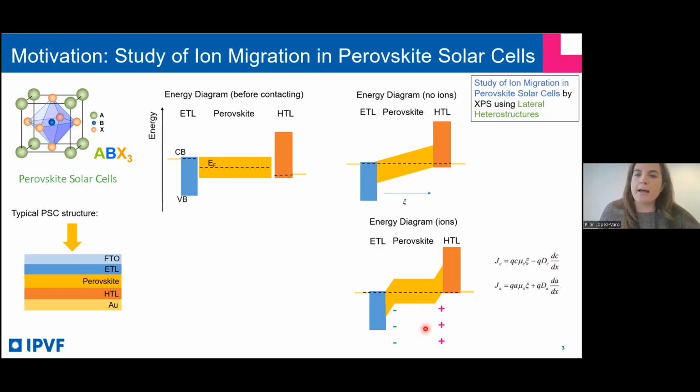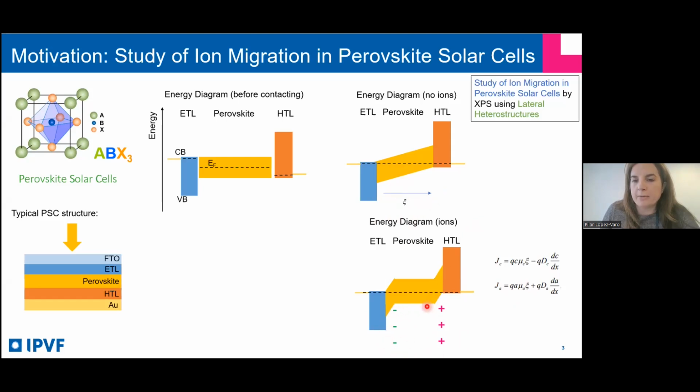If we leave them here, they will migrate, and assuming they migrate with a drift-diffusion mechanism, we have one contribution due to the electric field. The cations will behave like holes and go up following the electric field, with a small component due to the diffusive part. The anions will behave like electrons and go following this electric field, accumulating at these other interfaces.